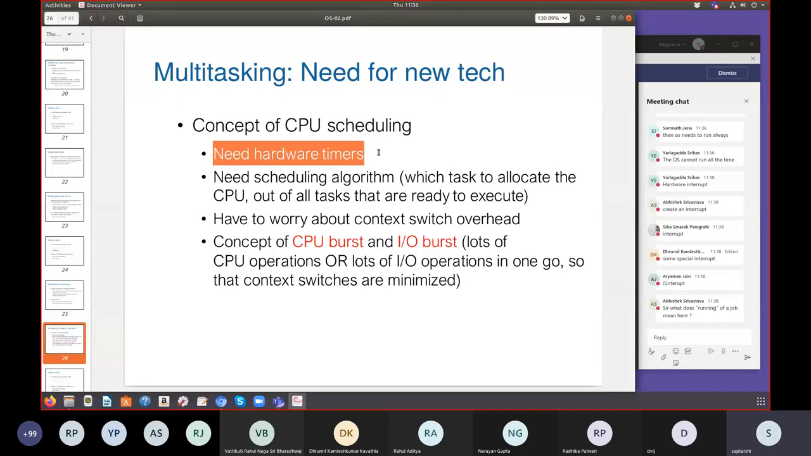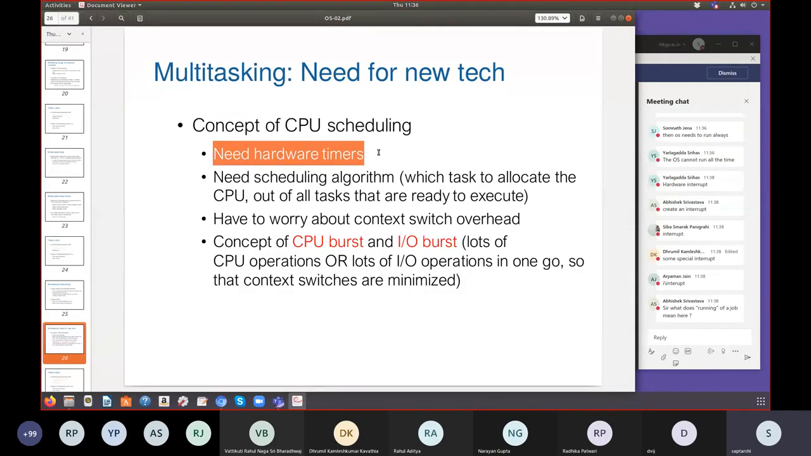Okay. Abhishek is asking, what does running of a job mean here? Basically, the CPU is allocated to that job. So very technically, job A is running means, at this point, the CPU is executing the instructions of job A. So the CPU is allocated to job A.